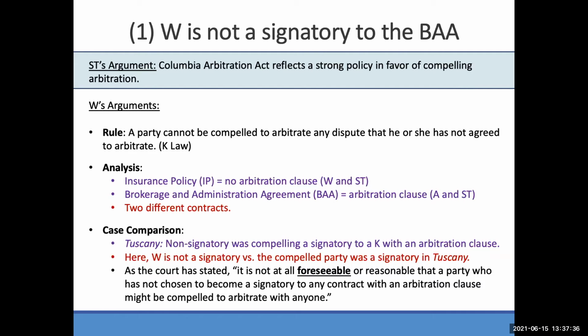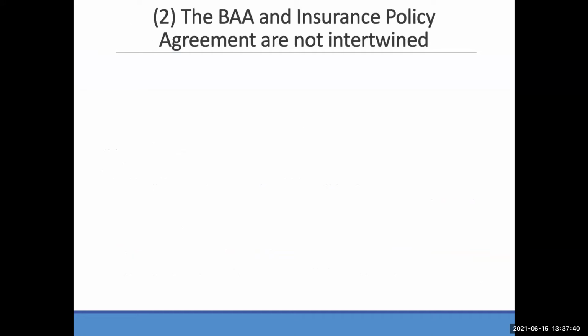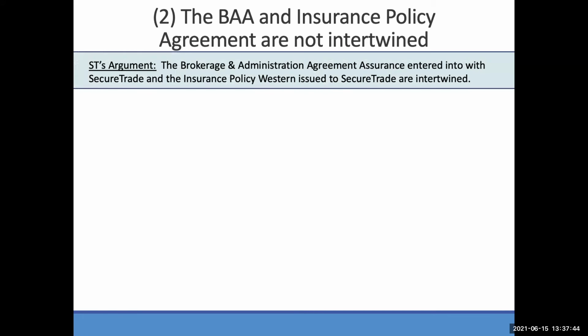So the next issue is that the BAA and the insurance policy agreement are not intertwined, because Secure Trade is saying that the BAA was entered into with Secure Trade, but we would never have gotten this insurance policy with Secure Trade if there was no brokerage agreement with Assurance. So they're saying these are all intertwined, they're related to each other.